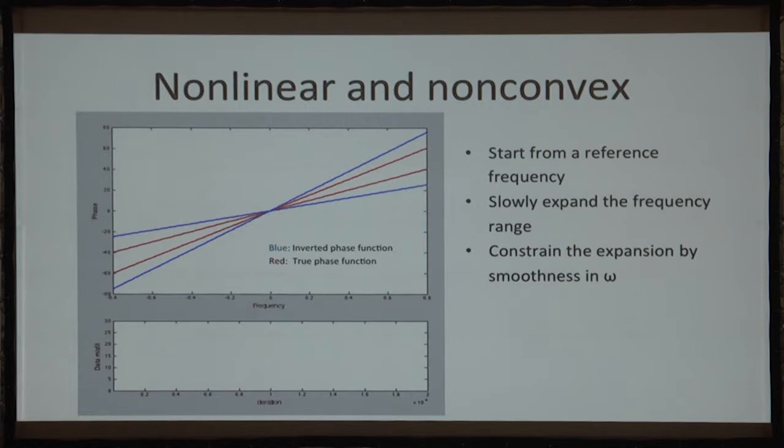So if we do this, what you see is that gradually the information has been expanded in the frequency domain, and in the end we get to the global minimum. And you see that the data misfit objective function is no longer monotonically decreasing, but by using this smooth constraint, we get to the solution eventually. So this is the strategy we are going to use. We will start from a reference frequency where we know the initial is close to the true and expand it very carefully.